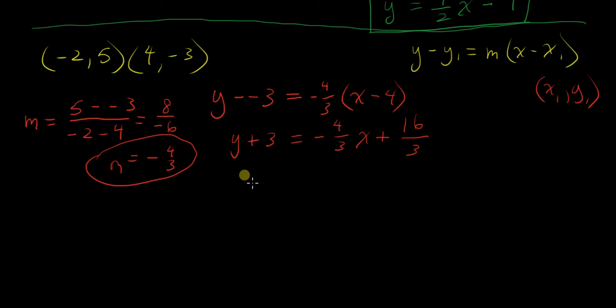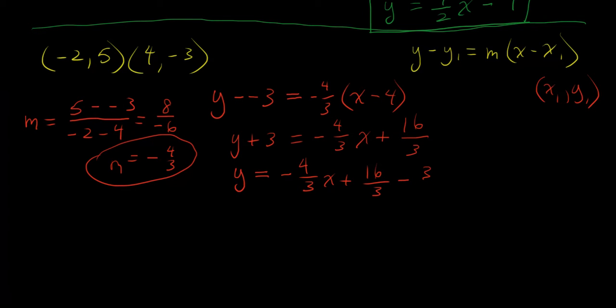Now I almost have y alone. I need to subtract 3 from both sides. When I subtract 3 here, there's nothing there anymore. I'm going to have -4/3 x plus 16/3, and this 3 is subtracted over here also. So I have like terms here. These are both constants that I need to combine. Well, I need like denominators. I have 16/3 minus 3.